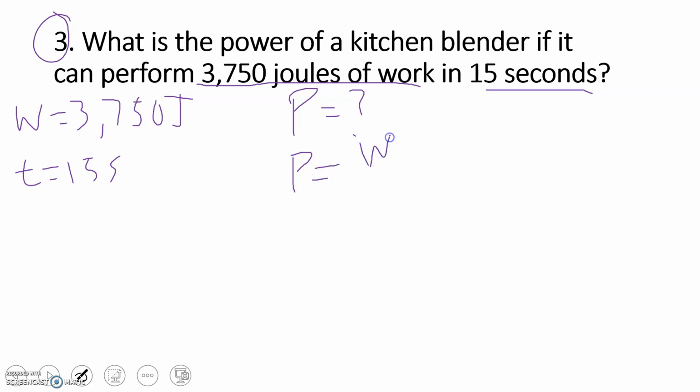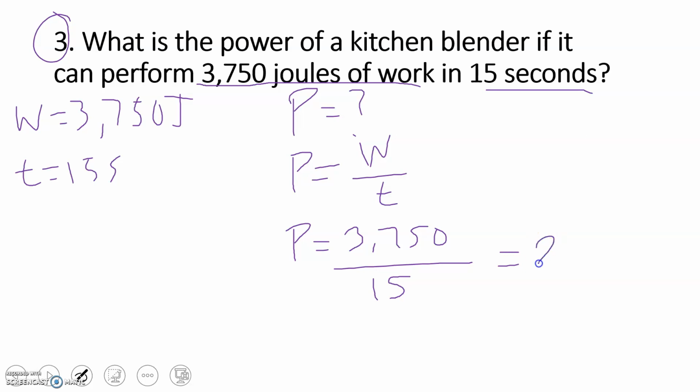Power is equal to the work divided by the time that it takes. So we can substitute: power equals our work, which was 3,750 joules, divided by 15 seconds. So if you use your calculators and you do 3,750 divided by 15, you should get 250 watts because we're still measuring power.